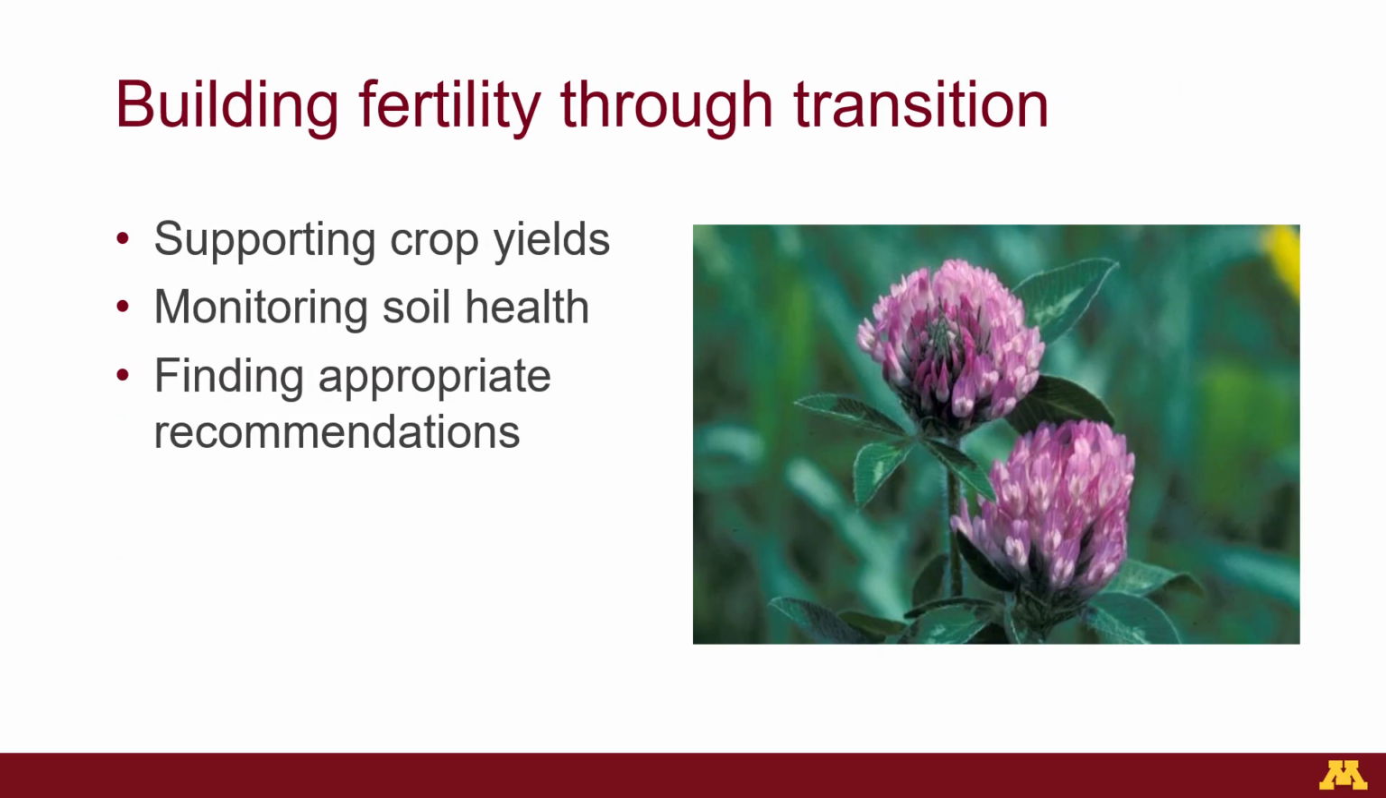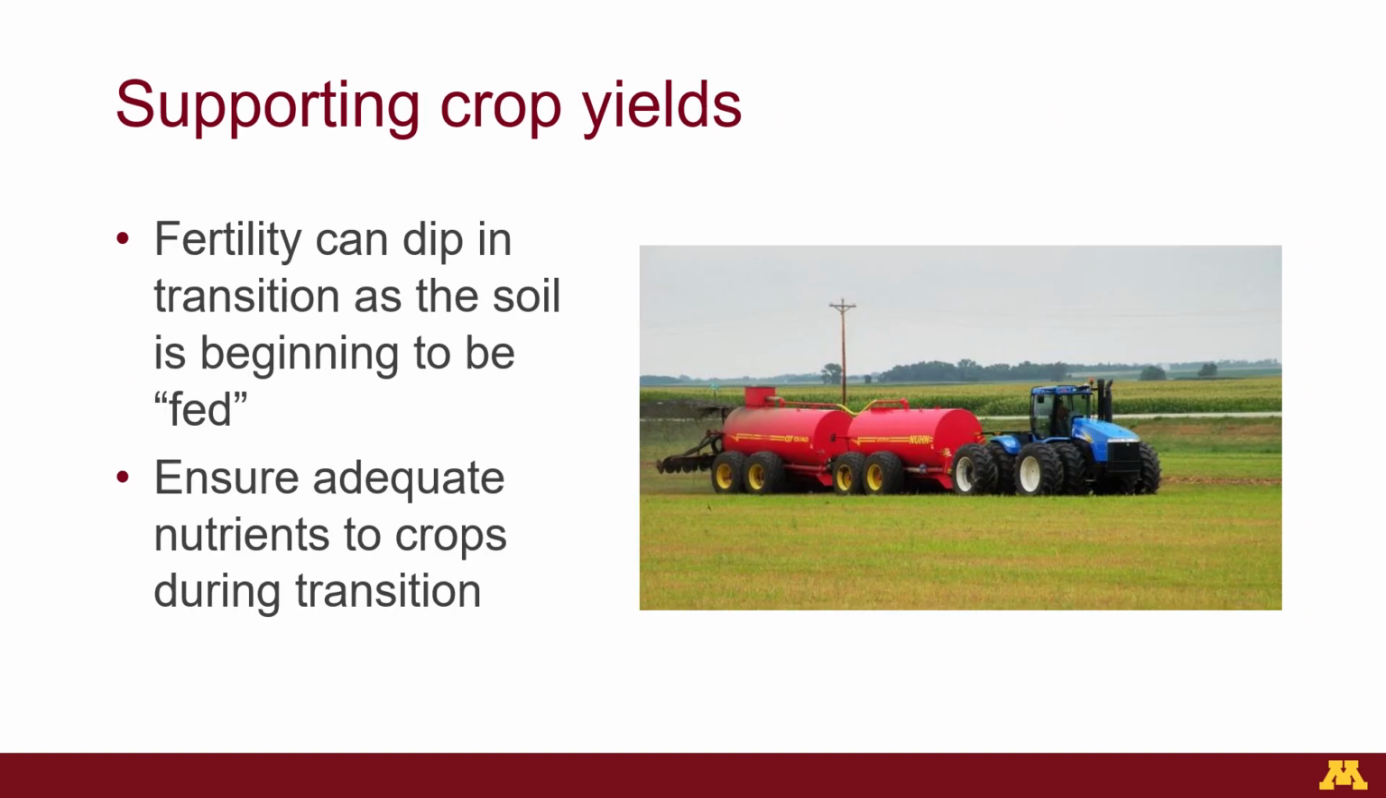Building fertility in transitional soils involves supporting crop yields, monitoring soil health, and finding appropriate recommendations. You may find that your soil nutrient levels will dip somewhat during the transition period. This is the time when application of conventional, highly available fertilizers has stopped, but the soil is still just beginning to be fed with the organic materials that will build the soil organic matter that promotes long-term stable fertility. During this less fertile period, you will need to ensure that your crops are provided with adequate supplies of available nutrients in the form of manures and other permitted inputs.